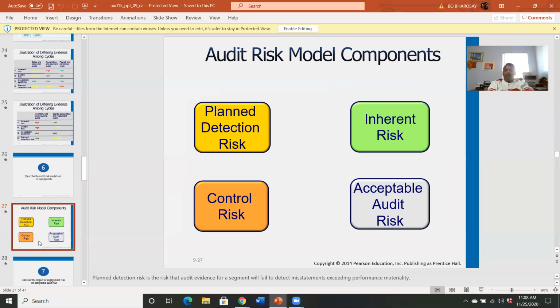Acceptable audit risk. How willing are we to accept the fact that although we did a proper audit, the financial statements are still misstated? And this is where I'm going to stop on chapter 9. Don't spend a lot of time on chapter 9 for our class, and on the final exam it is not highly important, but chapter 8 is highly important.